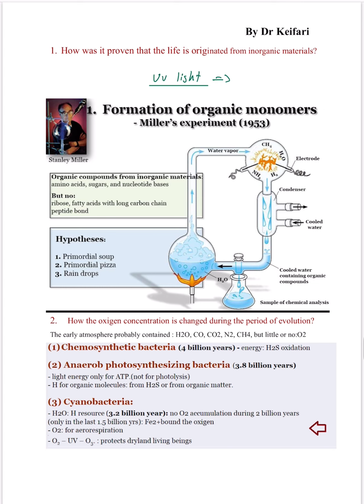Then the amount of oxygen started to increase in the atmosphere, and because of the effect of UV, the production of ozone can happen. You see, in this case because of the ozone, these systems make an ozone layer, which is very important for the protection of life on the earth.